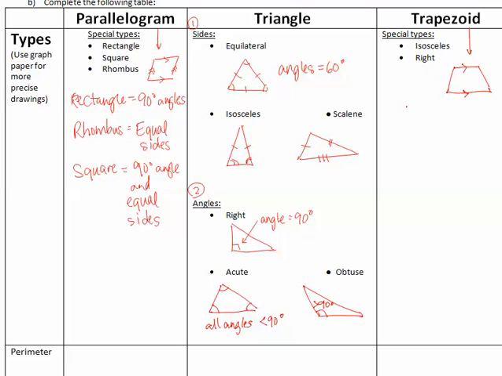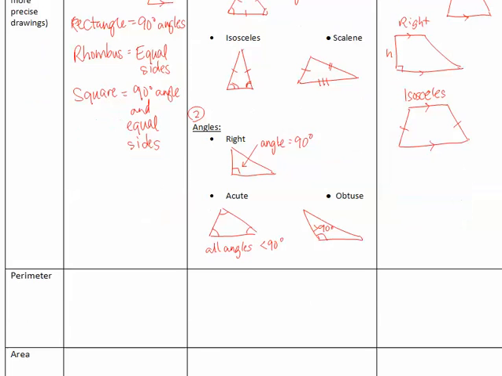There's a special type of trapezoid called the right trapezoid, and that means the height of the trapezoid is the same as one of the sides because one of the sides is at a 90-degree angle already. So we call this a right trapezoid. An isosceles trapezoid is similar to an isosceles triangle, where we still have our parallel sides, but then the other two sides are identical in terms of their lengths. So those are just two special ways of categorizing trapezoids.